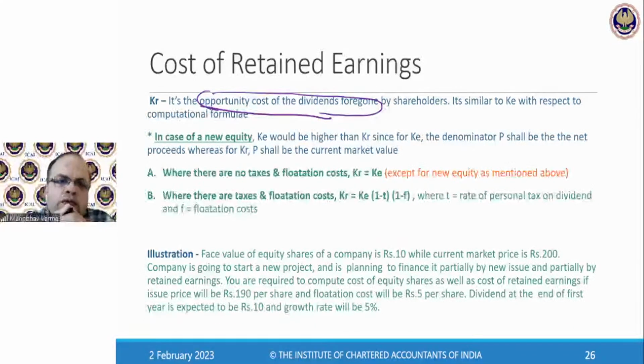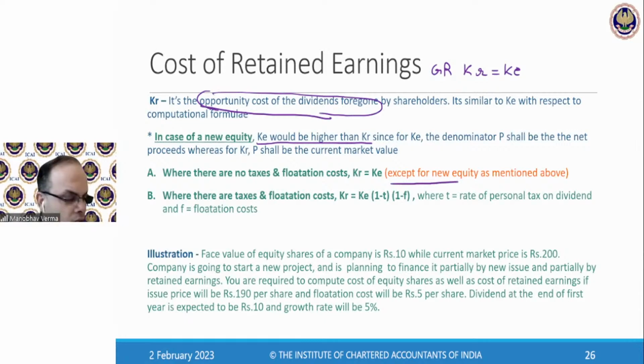Now, in the case of a new equity, mind you, you might have to incur flotation cost. And that is why the cost of equity in that case would be higher than the cost of retained earnings. The other way around, we can say that the cost of retained earnings and cost of equity are the same when there is no new equity. So what is my general rule, guys? My cost of retained earnings will be equal to cost of equity, except where new equity is to be issued, because in the new equity there will be flotation cost.